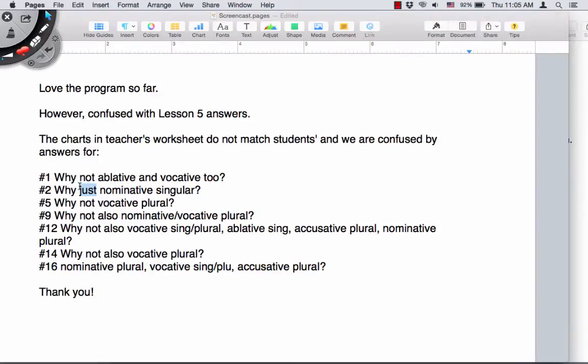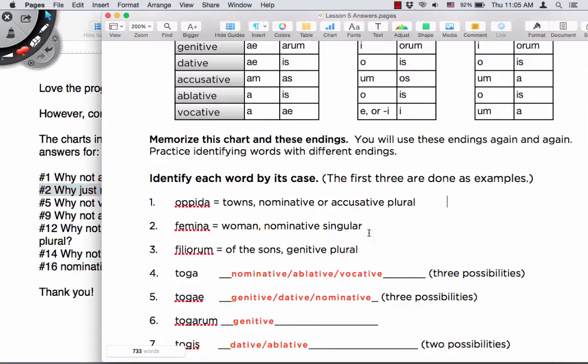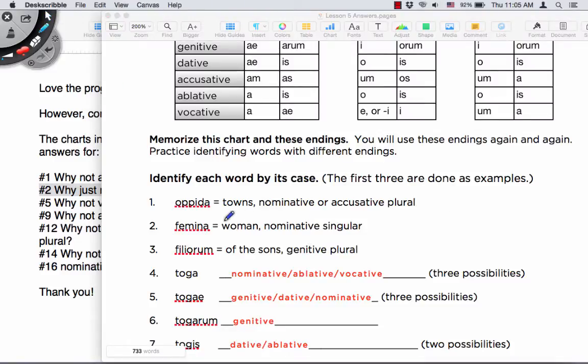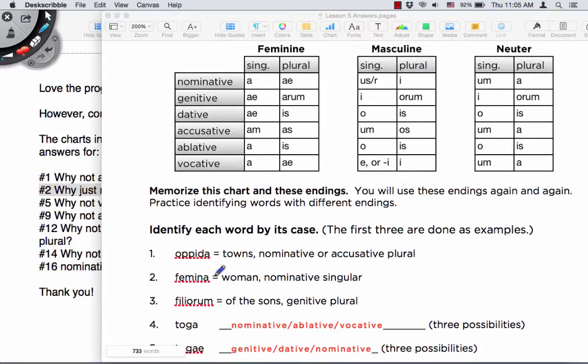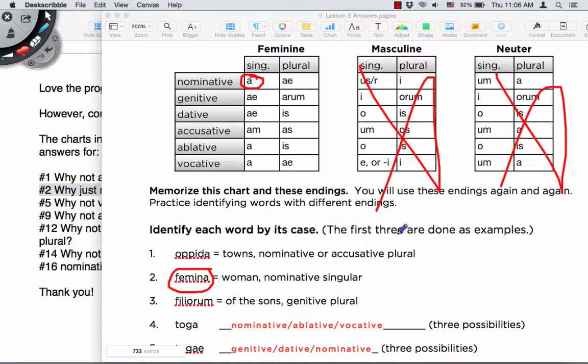Why just nominative singular? Why is it only nominative singular for number 2? So here we go. We have femina. This is a mistake on my part. I should have added some options. So we have femina in the nominative. It's a feminine word. So that means that this group is out and this group is out. We don't have to worry about that. Femina is a feminine word, which makes sense. Feminine even comes from the word femina.